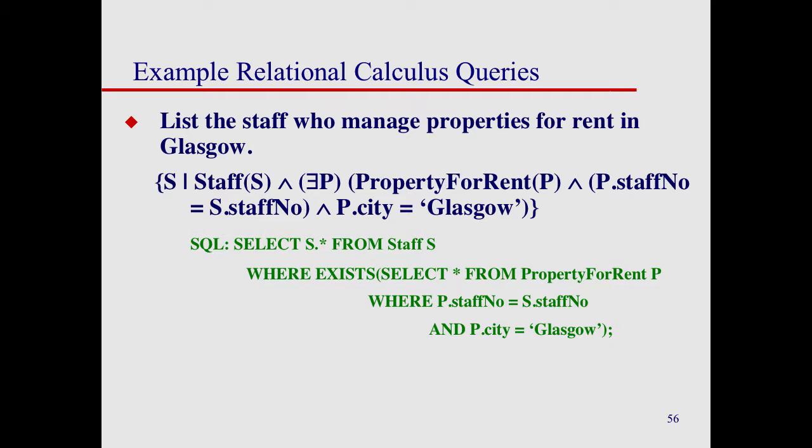Now we'll do a join, and this is a semijoin. You can tell that because there's two relations involved, S and P, but only S appears on the left-hand side, so it's a semijoin. And we're trying to find the staff who manage properties for rent in Glasgow. So we're interested in any staff member, S, for whom there exists a property where the property city is Glasgow, and the staff member managing that property, P dot staff number, is equal to S dot staff number.